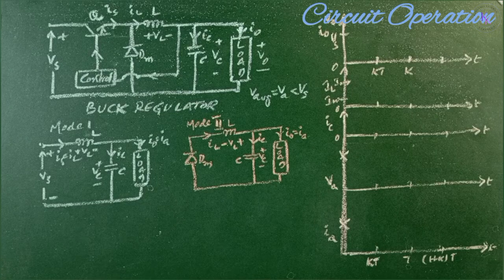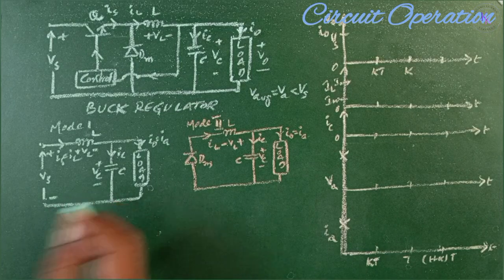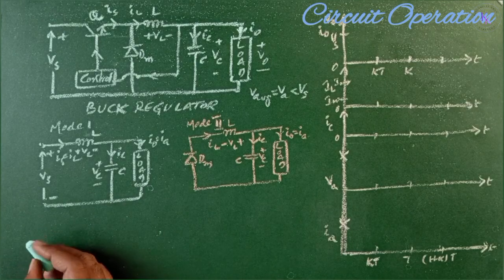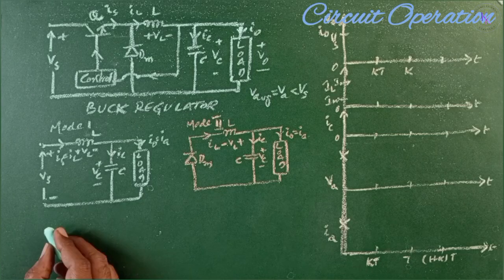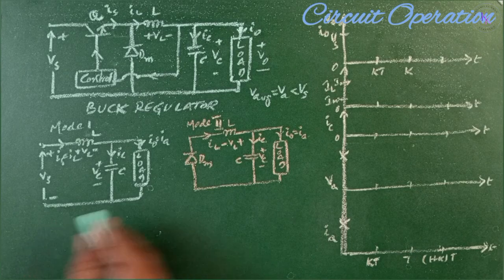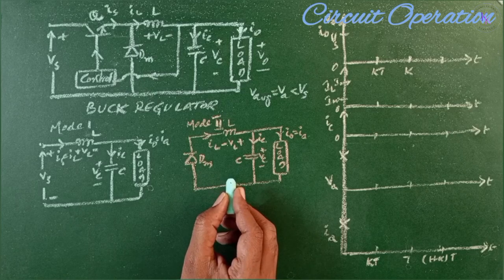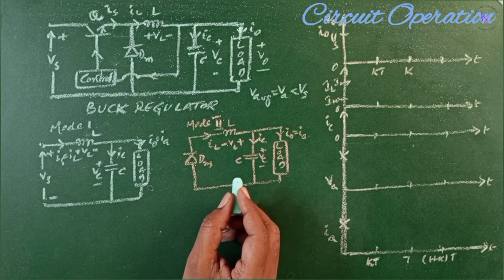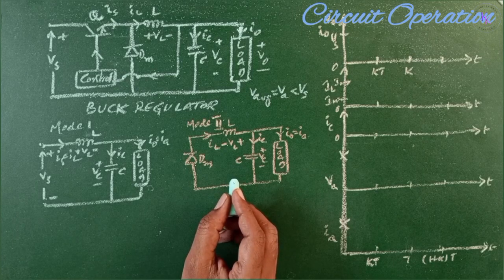The circuit operation can be divided into two modes. In the first mode, when the transistor Q1 is switched on at t equals 0, the input current rises and flows through the filter LC and the load. In mode 2, transistor Q1 is switched off at t equals T1, or t equals KT. Freewheeling diode DM conducts due to the energy stored in the inductor, and the inductor current continues to flow through LC, load and diode DM. The inductor current falls until the transistor Q1 is switched on again in the next cycle.